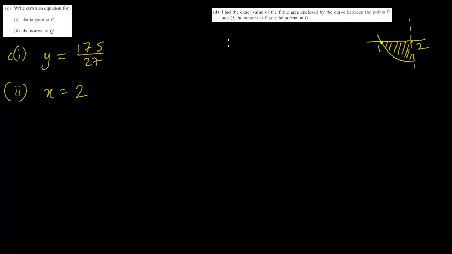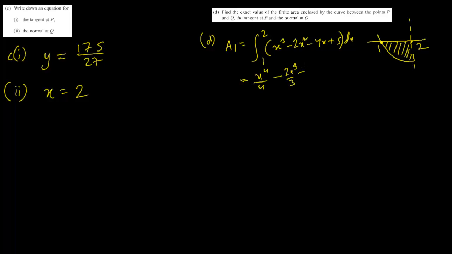Let me call this area 1. So area 1 is going to be the integration of the curve from 1 to 2, and the equation is x cubed minus 2x squared minus 4x plus 5 dx. So let's integrate. This would be x to the power 4 by 4 minus 2x cubed by 3 minus 4x squared by 2 plus 5x, and the limit is going to be from 1 to 2. So let me put down the limits. First of all, 2.